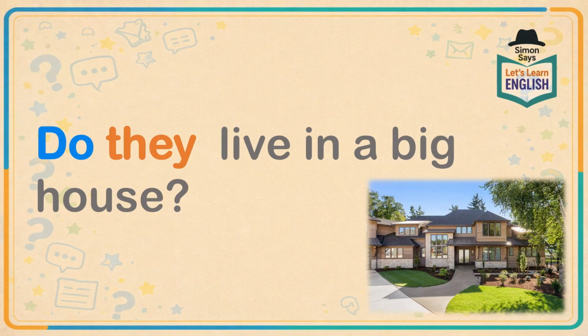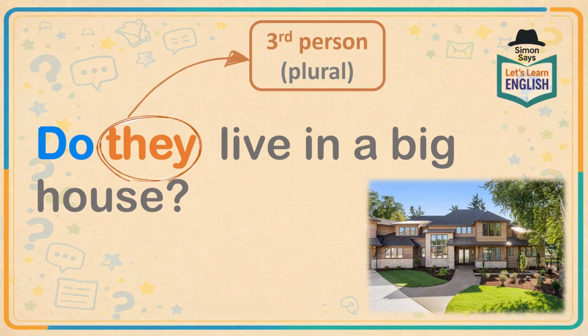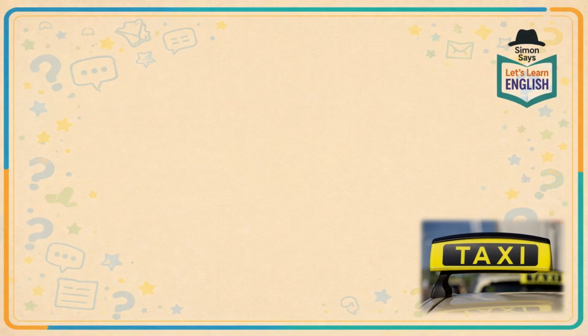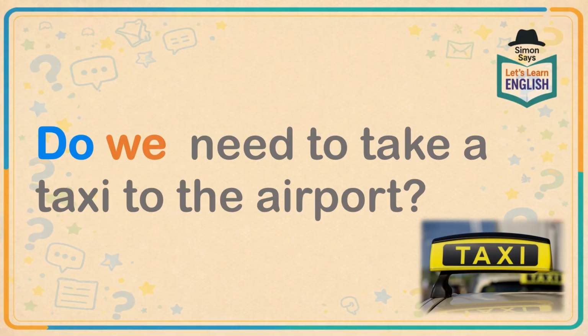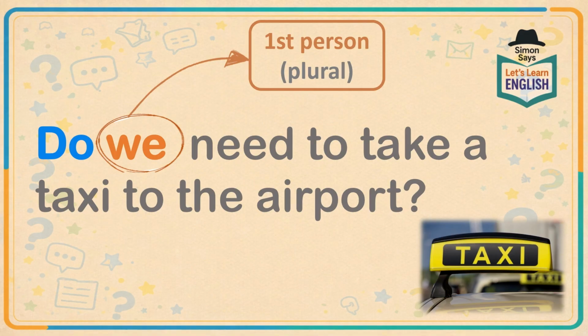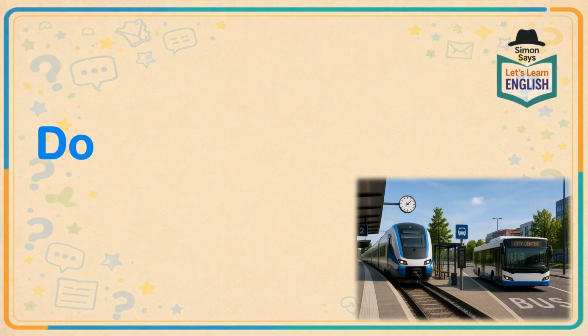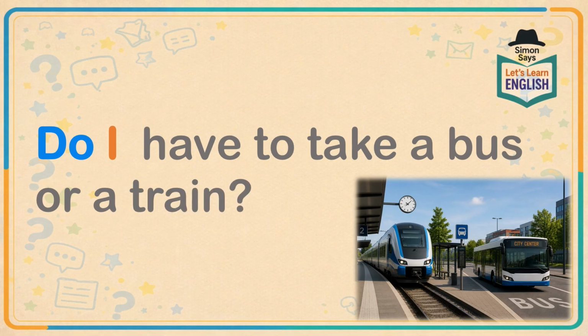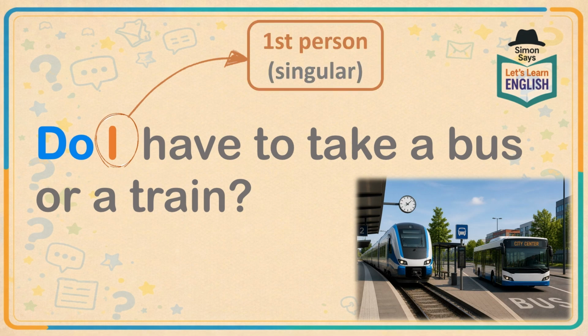Do they live in a big house? Now, they is the third person plural. Do we need to take a taxi to the airport? In this example, we is the first person plural. Do I have to take a bus or a train? Now, I is in the first person singular.